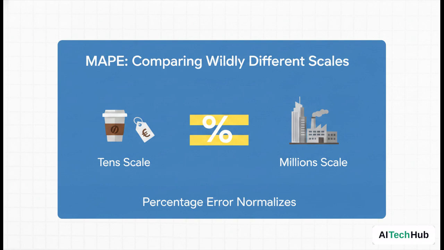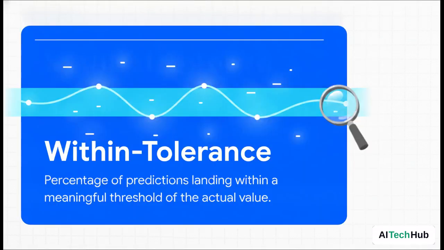The millions will completely wash out the tens. But a percentage error? That puts them on an even playing field, so you can actually judge their relative predictive power. Our final metric in the tool belt is within tolerance accuracy.